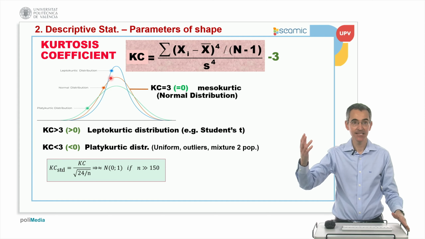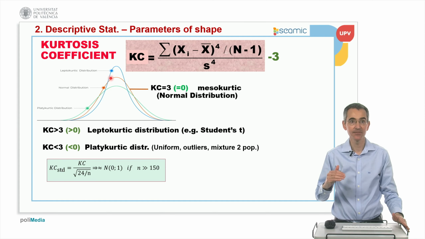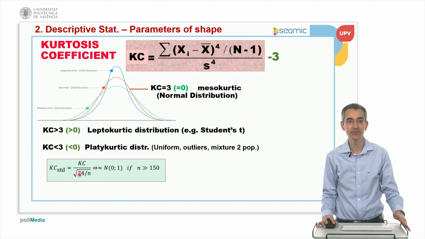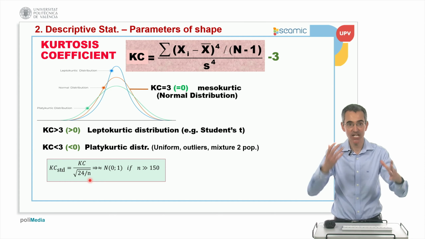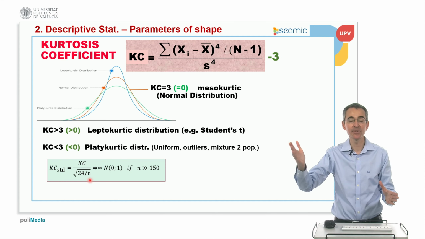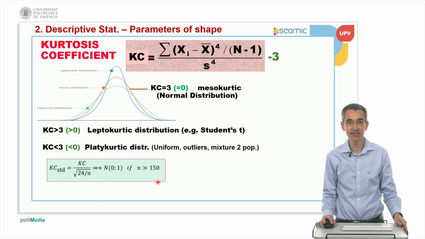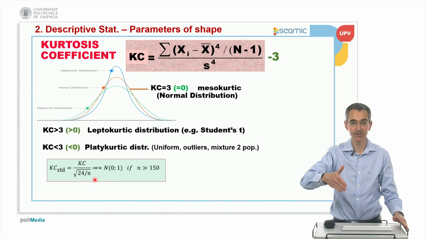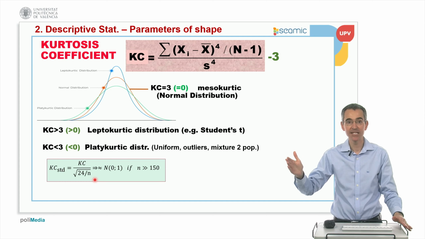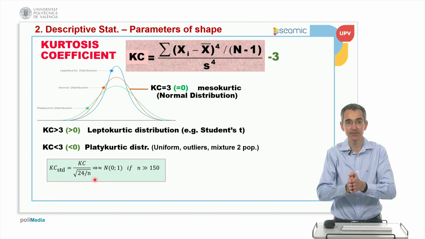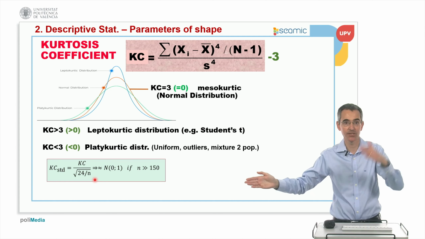Okay, well, again, we can also have the standardized value for the kurtosis coefficient. So we take the value of this coefficient and then we divide by the square root of 24 divided by n. So again, it is like a slight change in the formula, but it becomes very useful because if the number of values is large, this coefficient follows a normal distribution with an average of 0 and a standard deviation of 1, which means that most of the values are between -2 and 2.